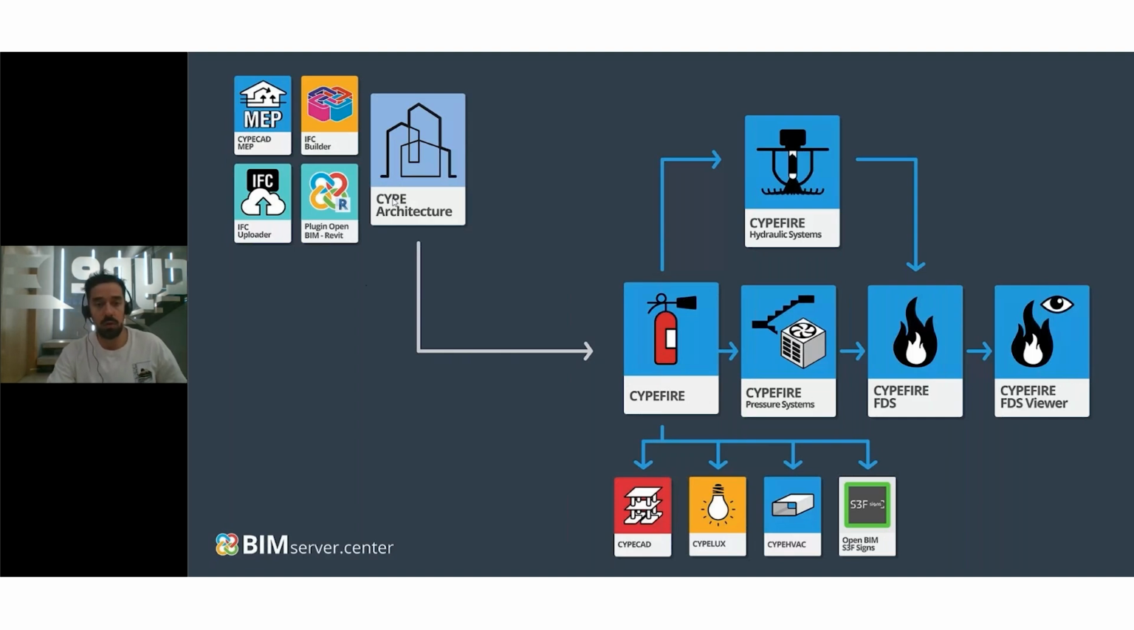But we can also work with Revit. If you are a Revit user, we have developed a plugin that you can download from the store, which we will see later. This plugin allows you to share your project, to export directly to BIMserver.center. That is a really useful tool. Also, in this version this feature will be launched, so you can also export this IFC and work in every tool of Cype.